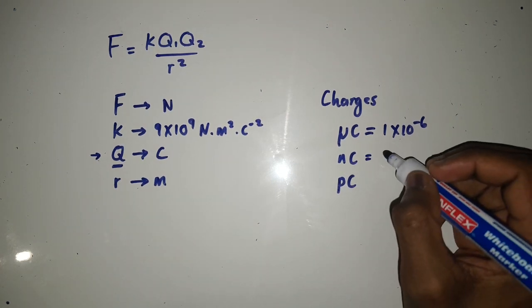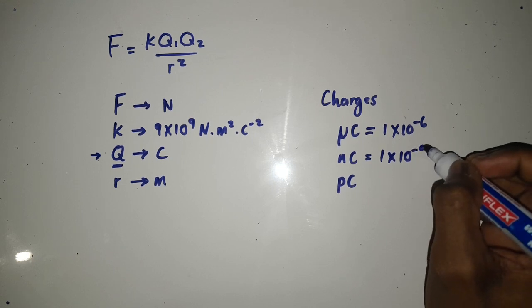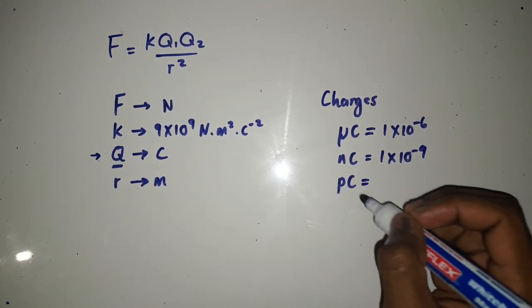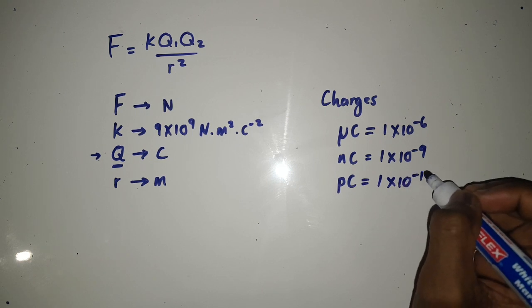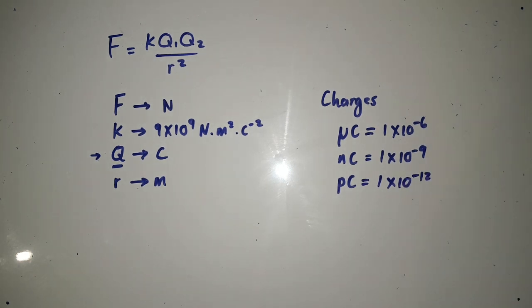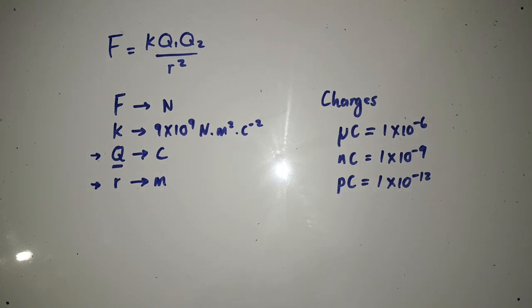For nano, 1 times 10 to the power of minus 9. Lastly, pico, 1 times 10 to the power of minus 12. Like this. You must know these things. You see? Now let us move to our distance. It is always measured in meters.